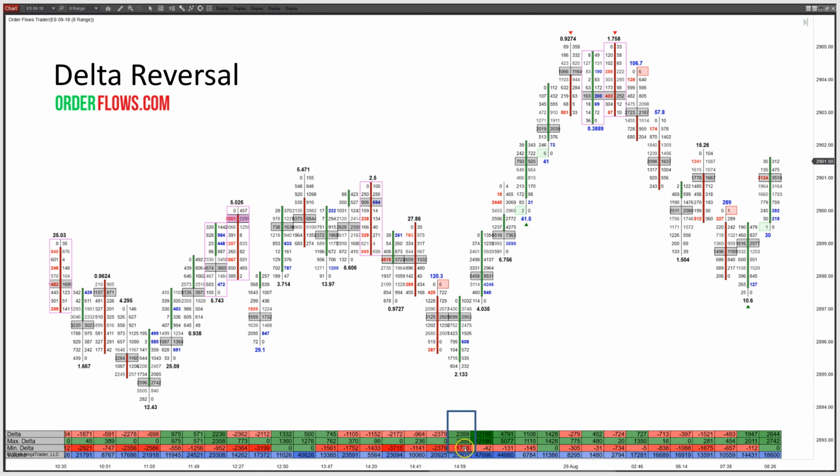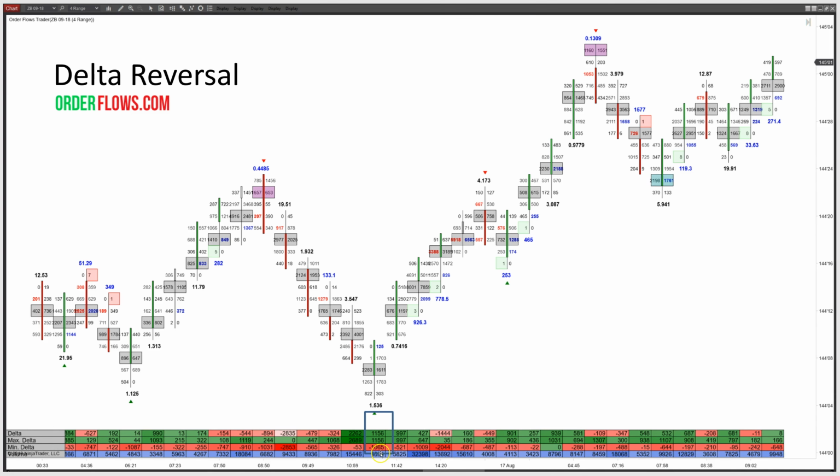Something happened in here where traders said, hey, you know what? This is a cheap price. And they start buying. They buy, buy, buy. Market changes internally, and it closes very strong positive delta. It went from a very strong negative delta to a strong positive delta. And you see how the market rallied from 28.97 all the way up to 29.04.